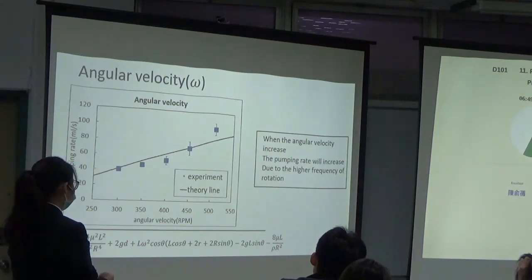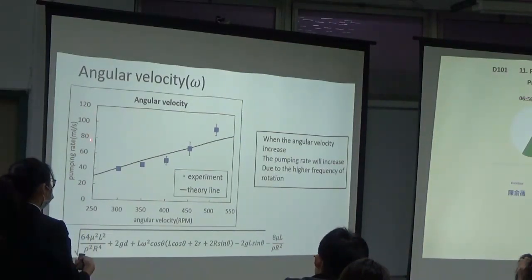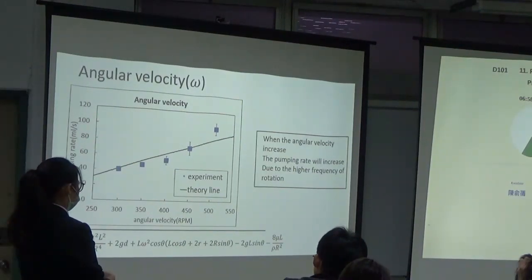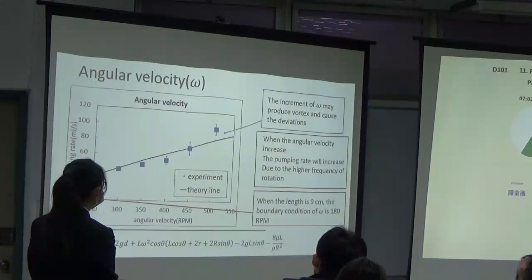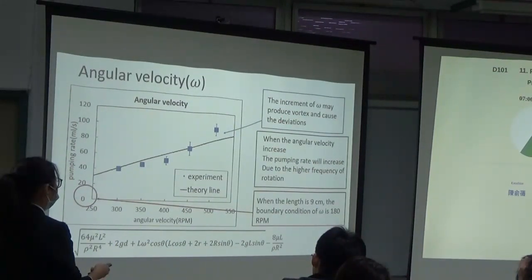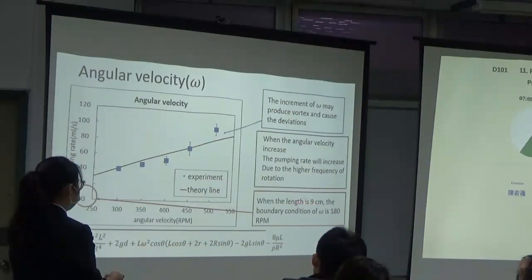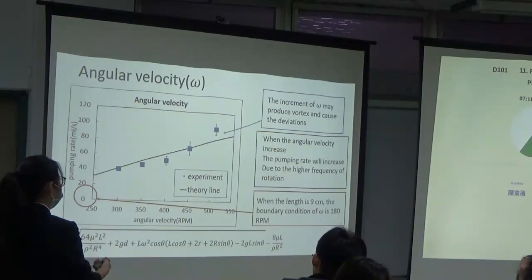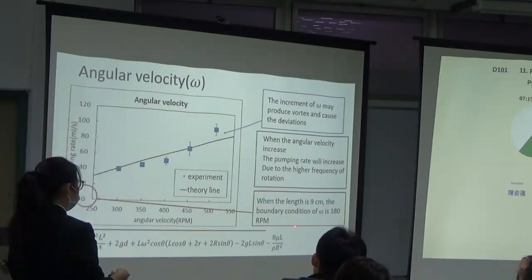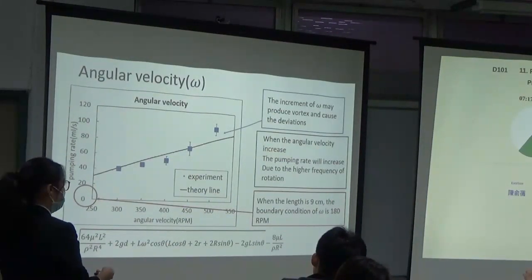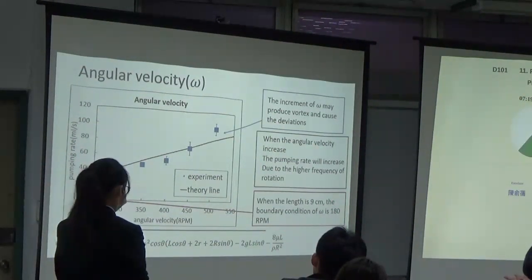And in this part, you can see that when the omega, which means the angular velocity, increases, the pumping velocity will increase and the pumping rate will increase. And the increments of the omega may produce vortex to cause the deviations. And for the length, we found that the boundary condition is when the length is 9 centimeters long. The boundary condition of omega is 180 RPM.